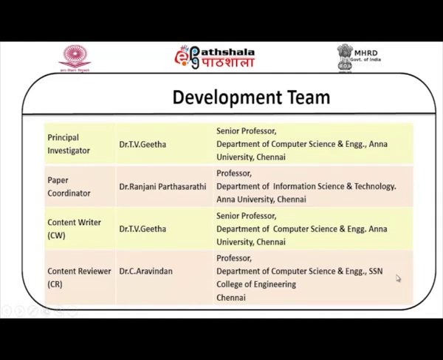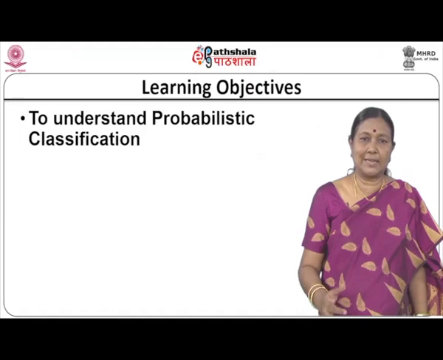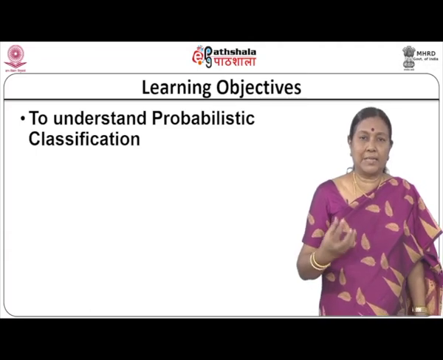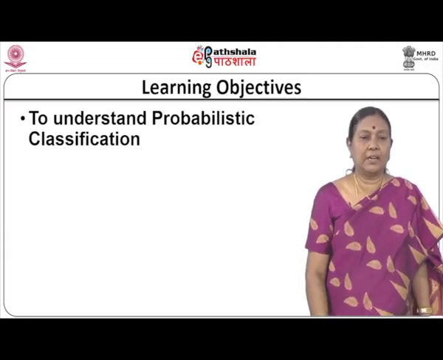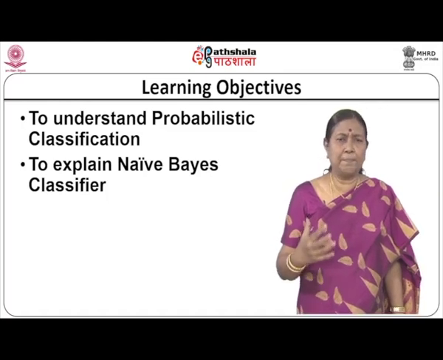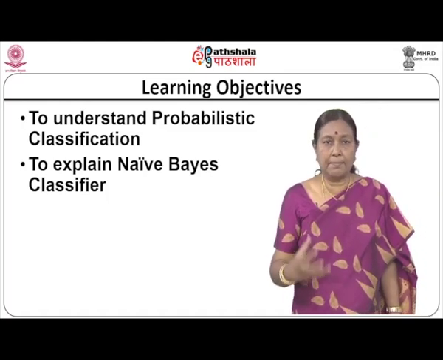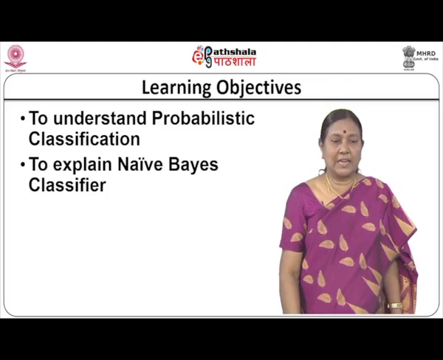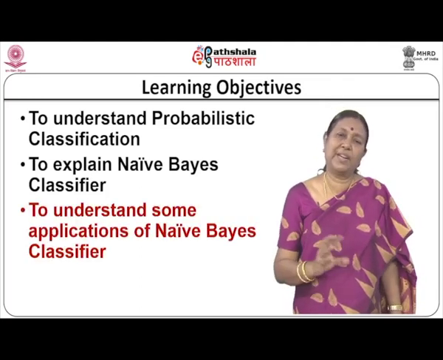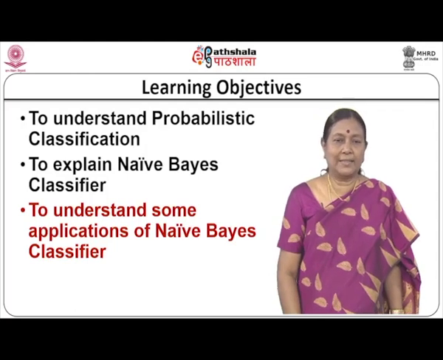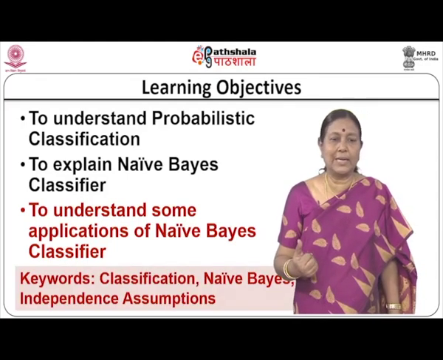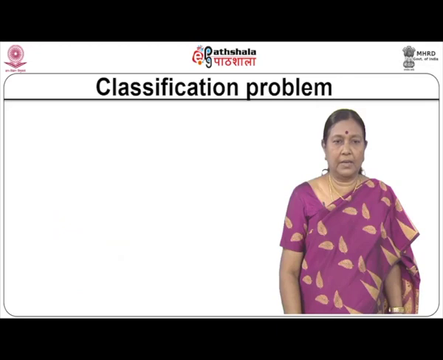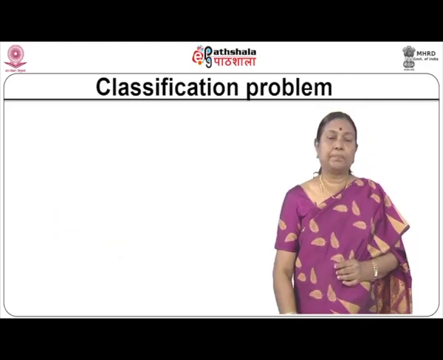Now let us look at the learning objectives of this module. The learning objectives is to first understand probabilistic classification. We have looked at classification in general before, but here we are looking at probabilistic classification specifically. Then we are going to look at naive Bayes classifier, a very important classifier which is simple, makes many simplifying assumptions, but is very practically usable. We are going to look at two different applications of naive Bayes classifier. These are some of the keywords: classification, naive Bayes, and independence assumptions that has to do with naive Bayes. Now let us first look at the classification problem per se.